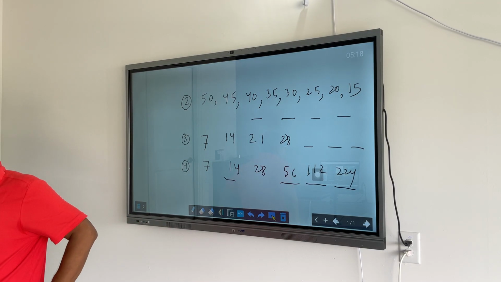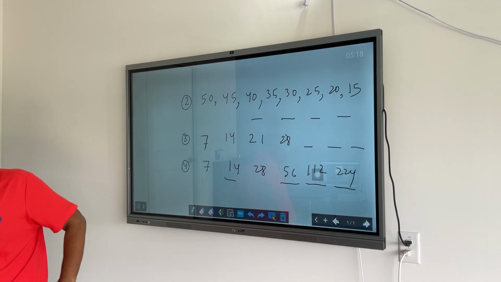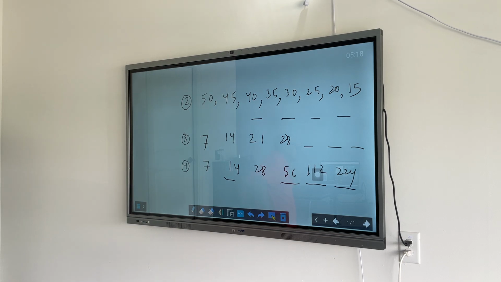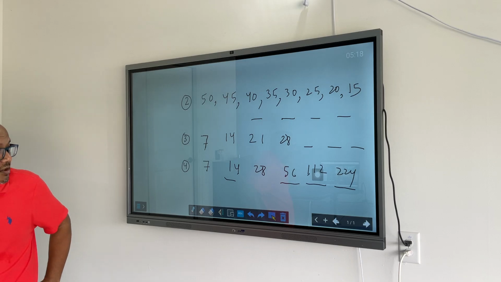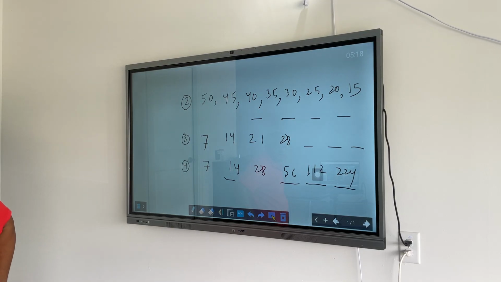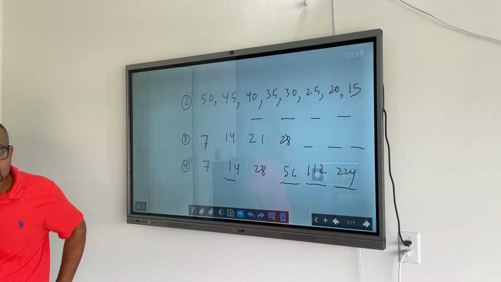Yep. Janvi. So, with the first one, I'm not so sure. I think it's 10, 5, 0, and 0.5. And I think the rule is minus 5. For number 3, I think the last 3 numbers is 25, 42, and 49. And the rule is times 7. For number 4, the rule is times 2.